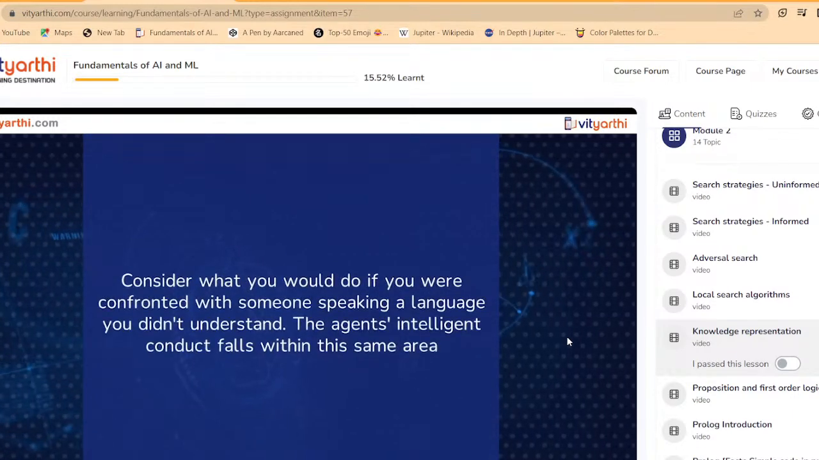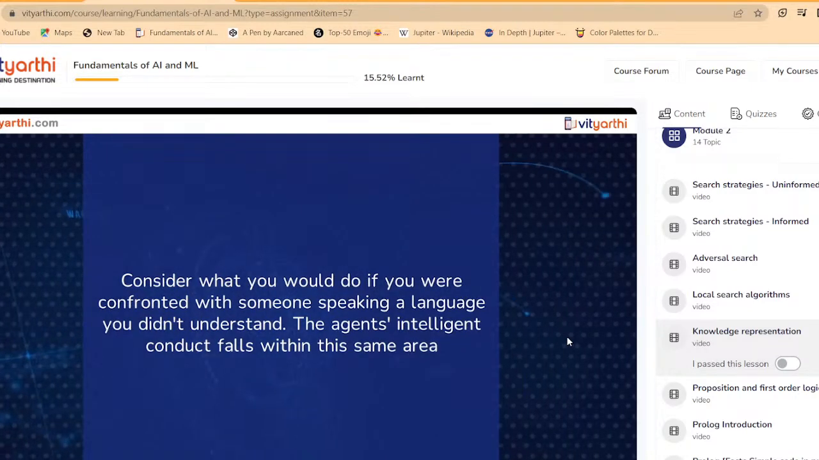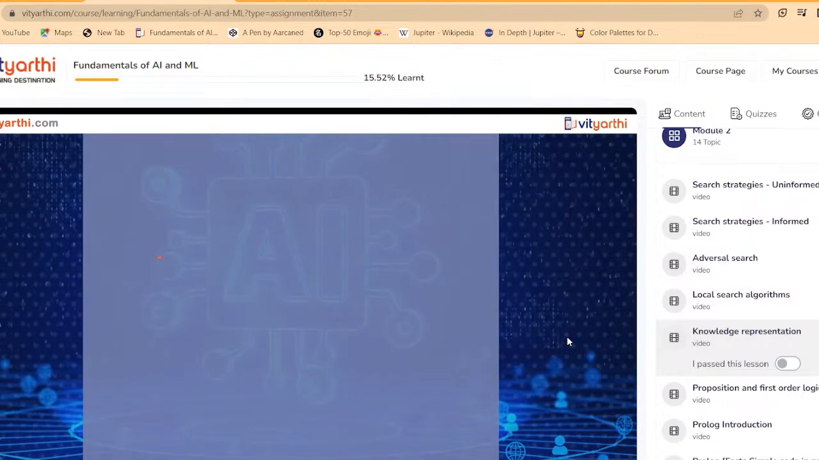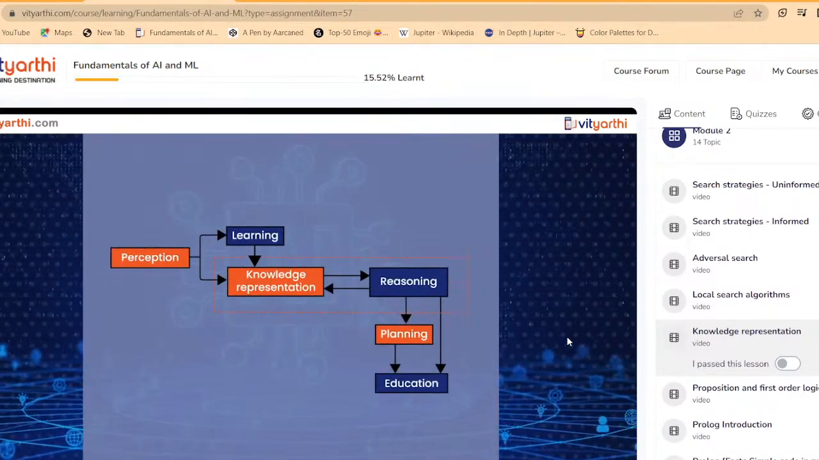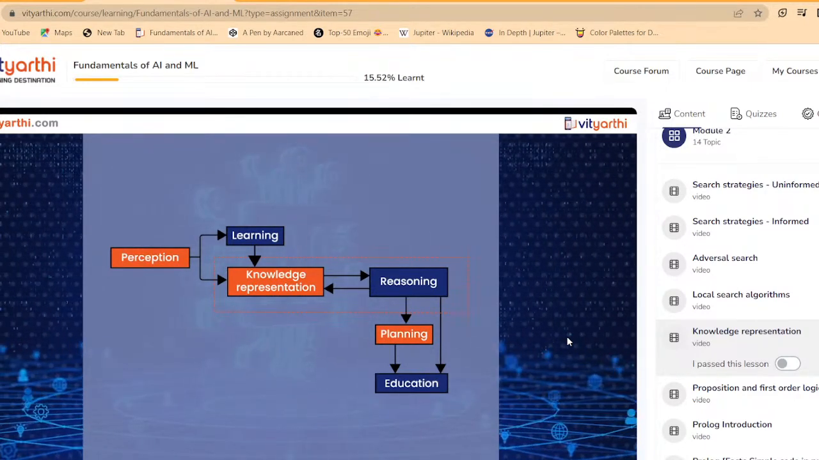Consider what you would do if you were confronted with someone speaking a language you didn't understand. The agent's intelligent conduct falls within this same area. As shown in this diagram, a decision maker uses knowledge and environmental sensing to act, but it cannot behave intelligently if the knowledge component is absent.